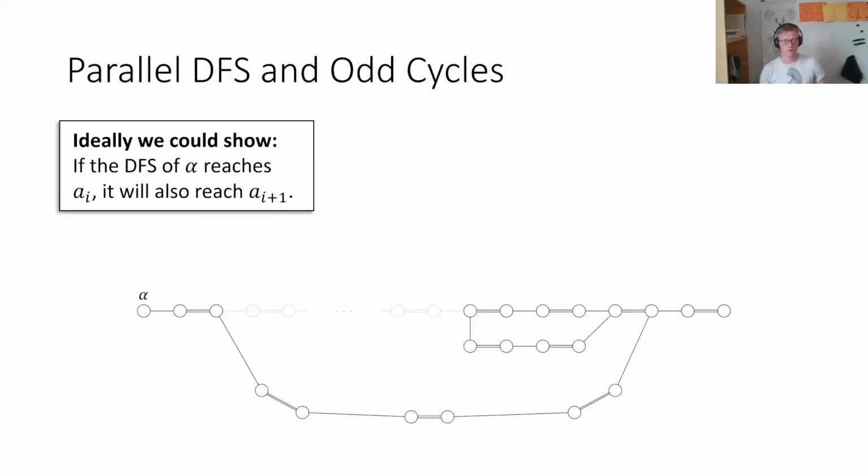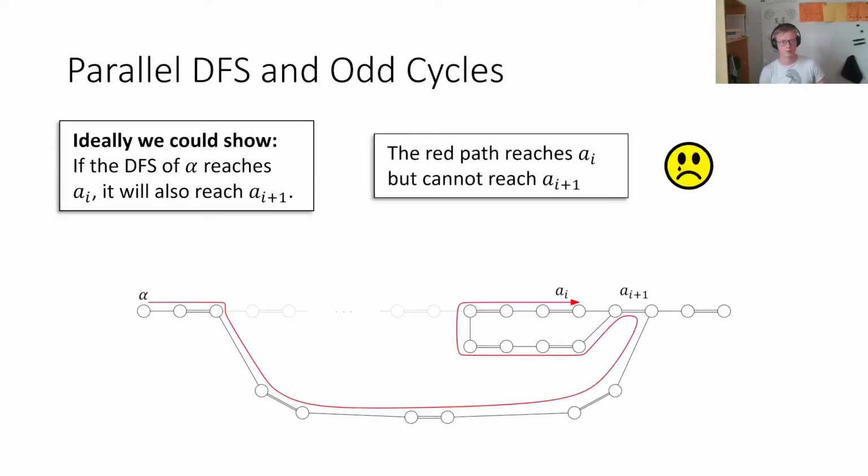When we have odd cycles in the graph, one of the things that can happen is that we start this search from alpha, and then we continue it, and we get into a sort of loop where we visited A i plus 1 already, and then we get back to A i, and we cannot continue this path anymore. So at least we don't have this nice inductive step that if I got to A i, I could also get to A i plus 1.